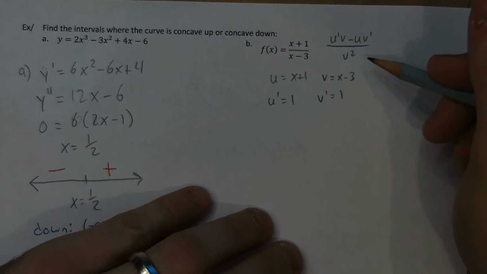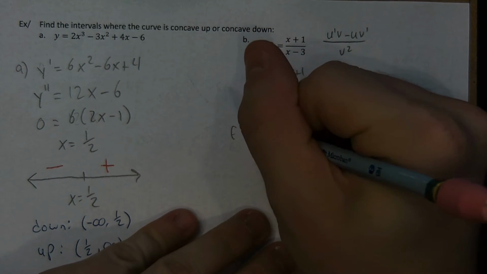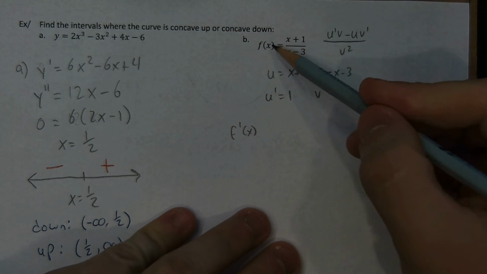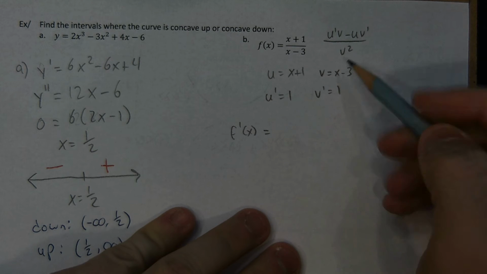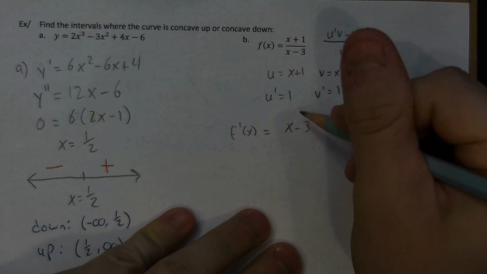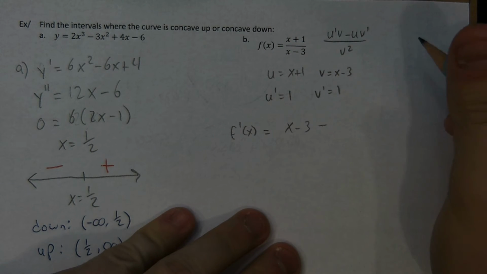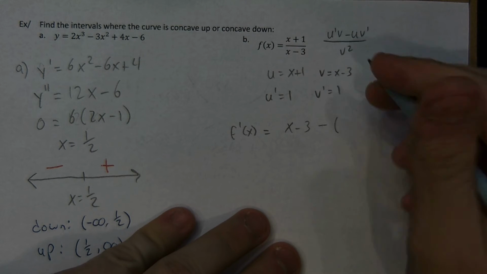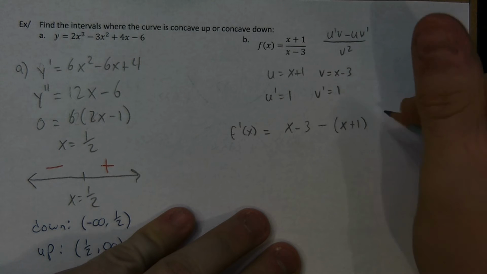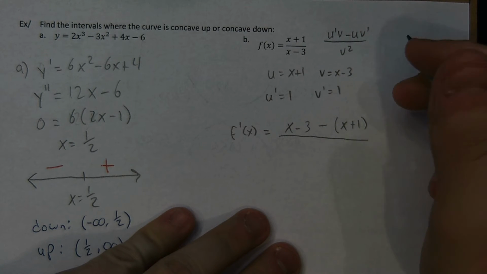So we can fill out our quotient rule pretty darn quickly, actually. F prime of x, I can actually say f prime this time because it says f of x. F prime of x is u prime v minus u v prime. Now you have to be careful because it's minus. It looks like this. All over v squared.